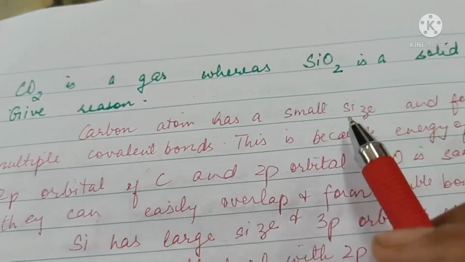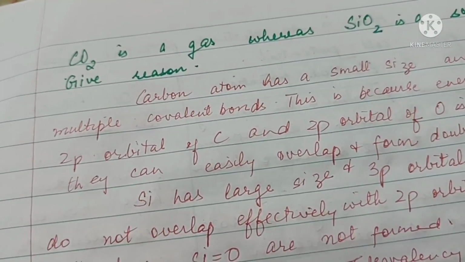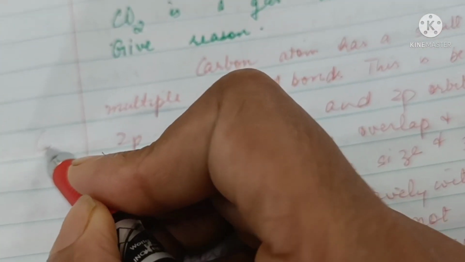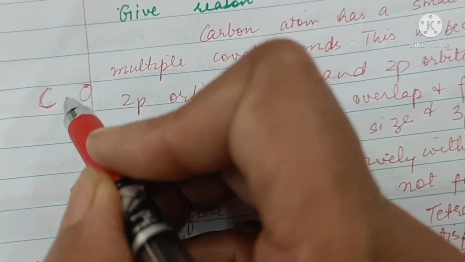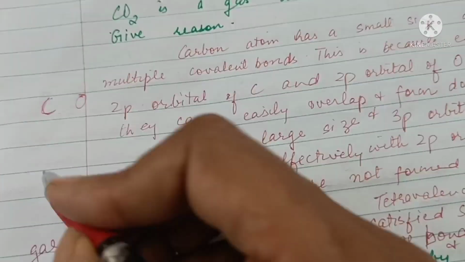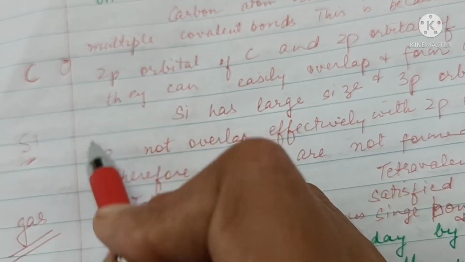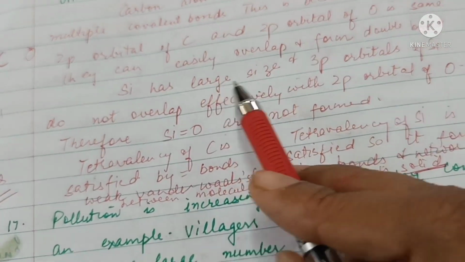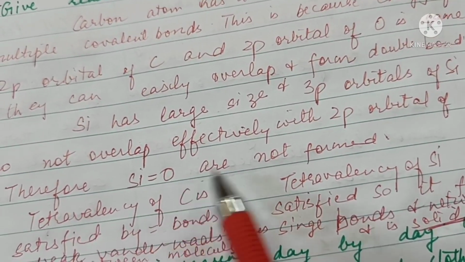So carbon atom has a small size and can form multiple bonds. This is because the energy of p orbital of carbon and p orbital of oxygen is nearly the same, so they can overlap with each other and form multiple bonds. In comparison, silicon has a larger size and it cannot overlap effectively with oxygen. Silicon has 3p, oxygen has 2p orbital. So silicon-oxygen double bonds are not formed.